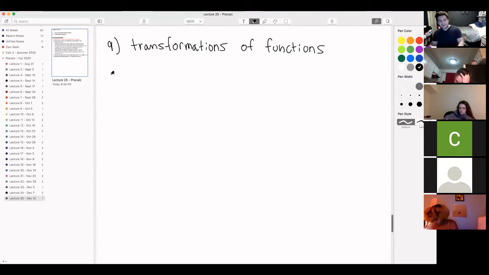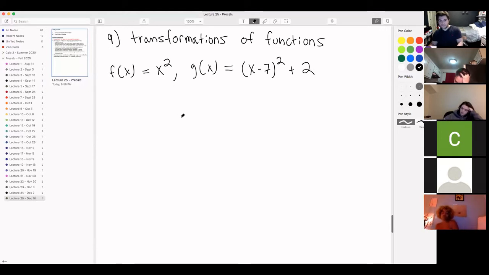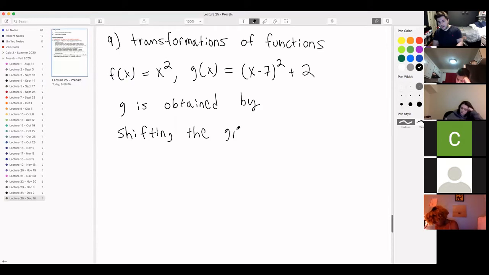Okay, good. So let's say I have f of x is x squared, and I have that g of x is x minus 7 quantity squared plus 2. Okay, and I'm going to ask you, how is the graph of g obtained from the graph of f? Okay, so g is obtained by shifting the graph of f of x.